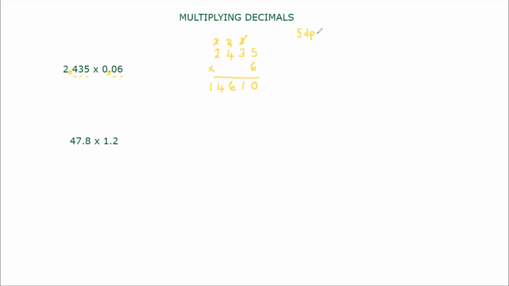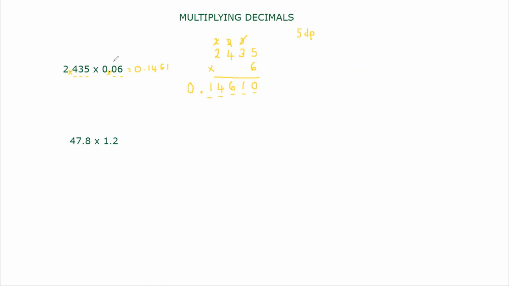So when we look here, we have 5 decimal places. So if you count from here, 1, 2, 3, 4, 5, you would then put your decimal point in here, and then we can insert a 0 in here. So the answer to this sum here would be 0.1461. You don't need to include the 0, you can if you want to, but you don't need to, and you have answered the sum.